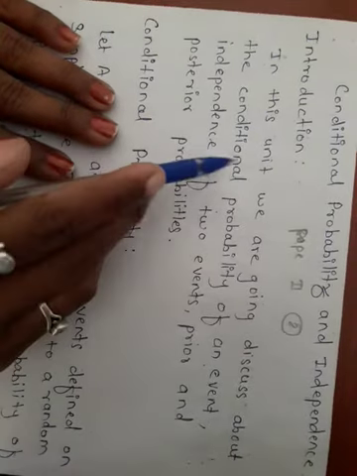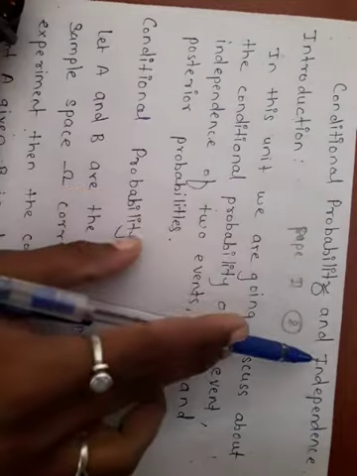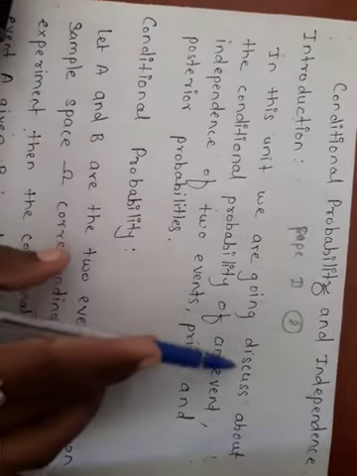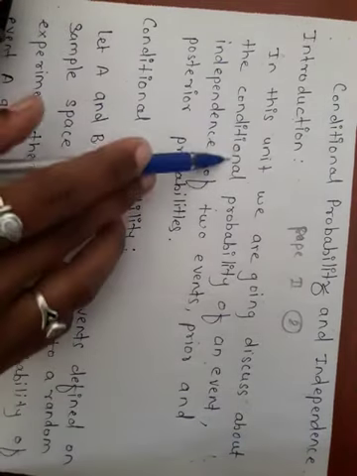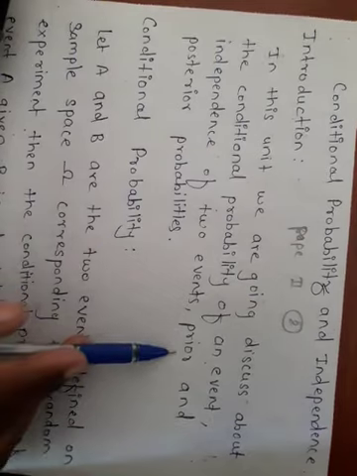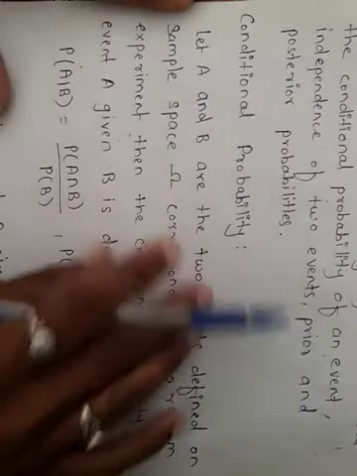Today we discuss the second chapter of the second paper, conditional probability and independence. Introduction. In this unit we are going to discuss the conditional probability of an event, independence of two events, prior and posterior probabilities. First is the conditional probability.